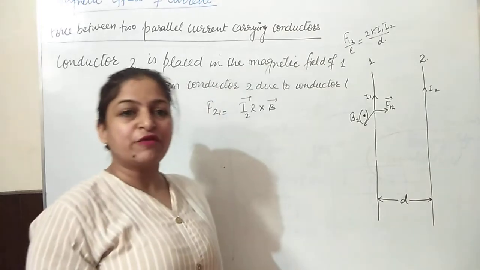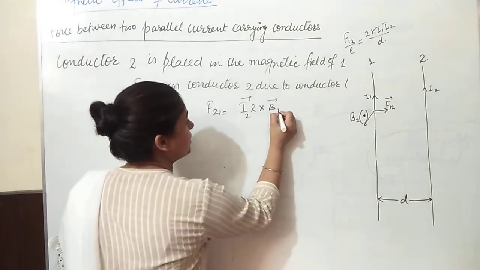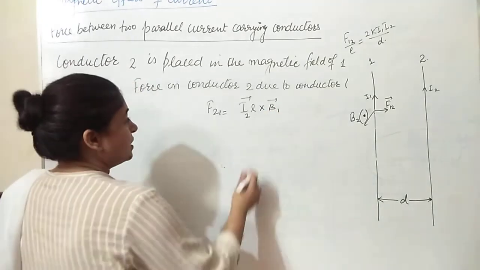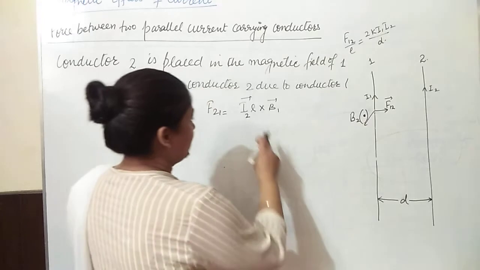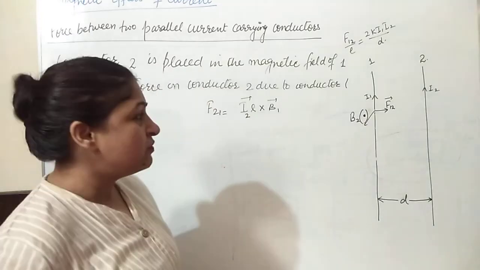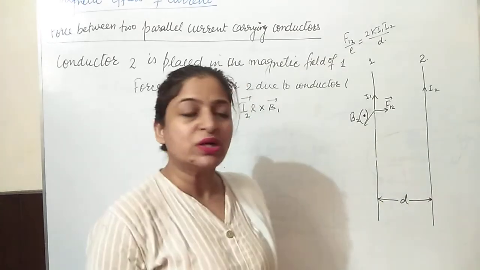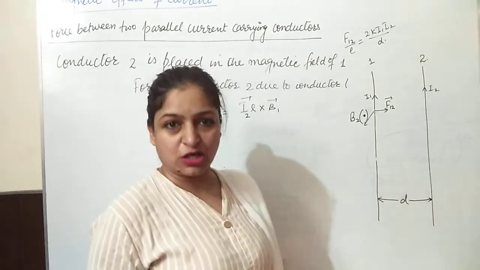This is the magnetic field of conductor 1. The length of that portion we are taking the same. Using the same concept, what is the angle between the current and magnetic field? So let us find out the direction of the magnetic field due to conductor 1 and conductor 2.